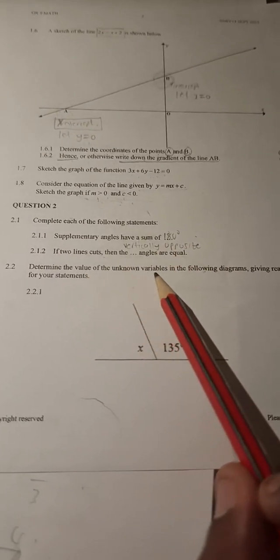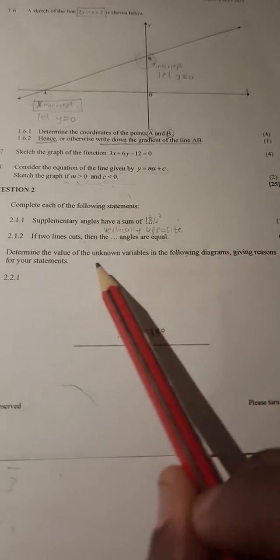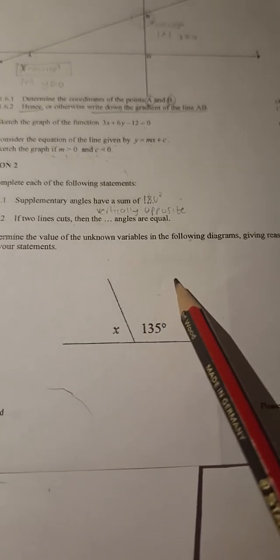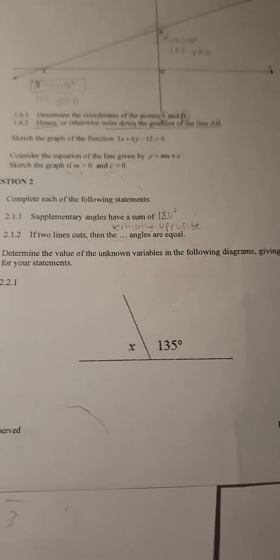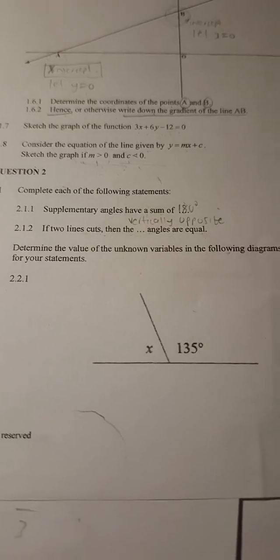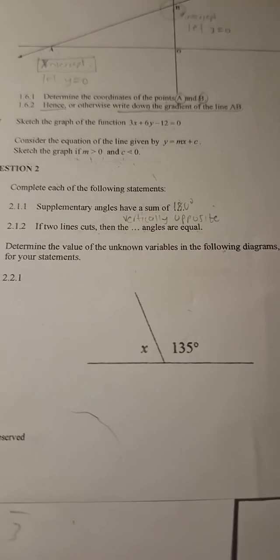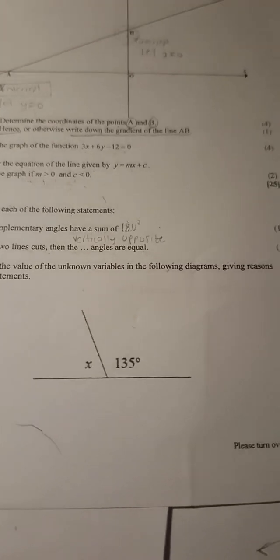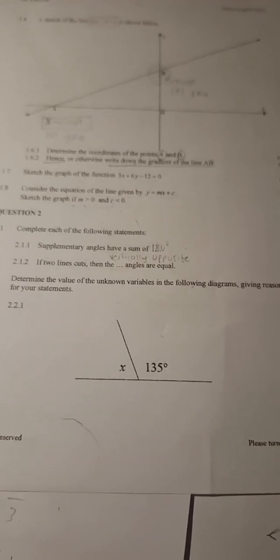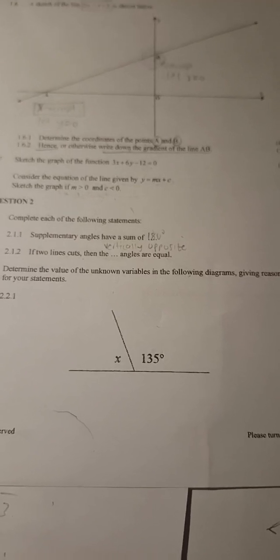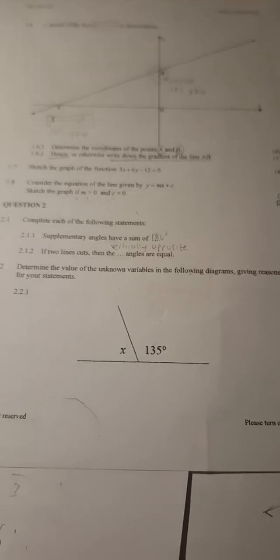Determine the value of the unknown variables in the following diagrams. Give reasons for a statement. Okay, so what can we write here as our answer? Because remember, this is geometry, so we need to have reasons. Okay, we need to have reasons. I'll try my best to study that. Okay, good.